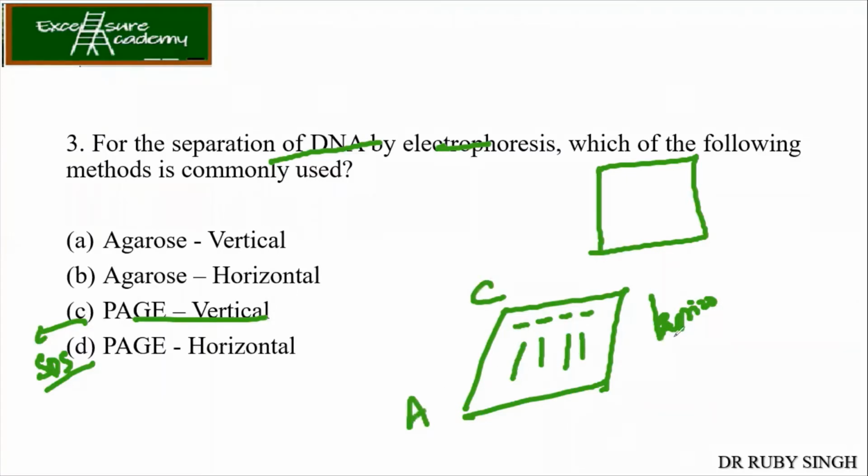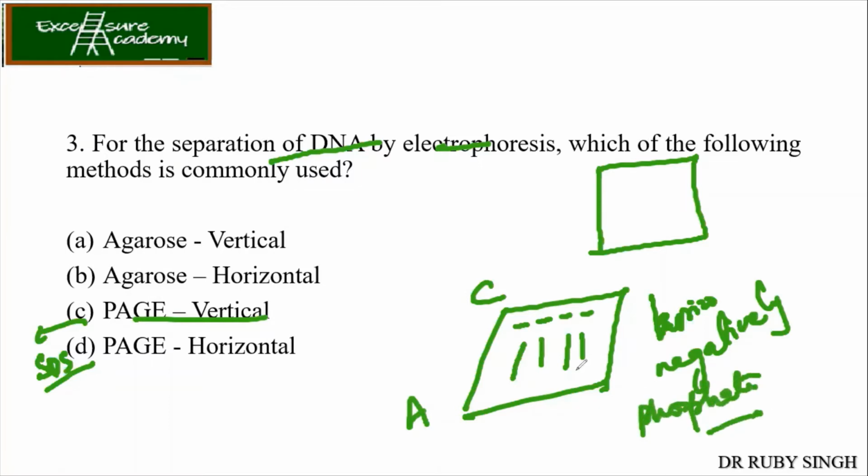Now, in this case also, DNA is negatively charged, right? So as such, we don't add SDS to provide the negative charge to DNA. We all know that DNA itself has its negative charge because of the phosphate group present in the backbone of the DNA. So again, it will move towards the anode. So the answer is agarose horizontal.